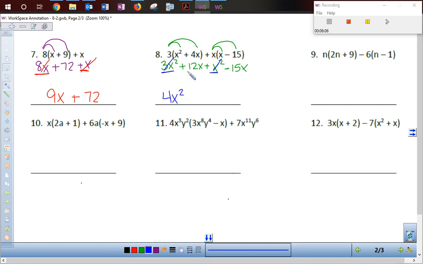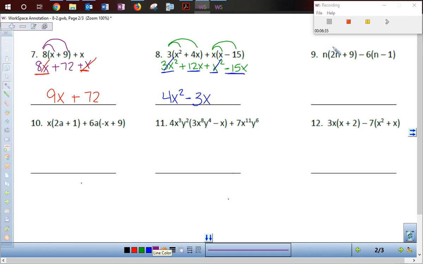Then if you look at what I have left, I have a 12x and a negative 15x. Again, they have the exact same variable raised to the exact same exponent. So I can add those together to get negative 3x. Finally, I just need to make sure that it's in standard form. So this first term has a degree of 2, this second term has a degree of 1, so we're okay. What I'd like you to do next is pause the video and try number 9 on your own.